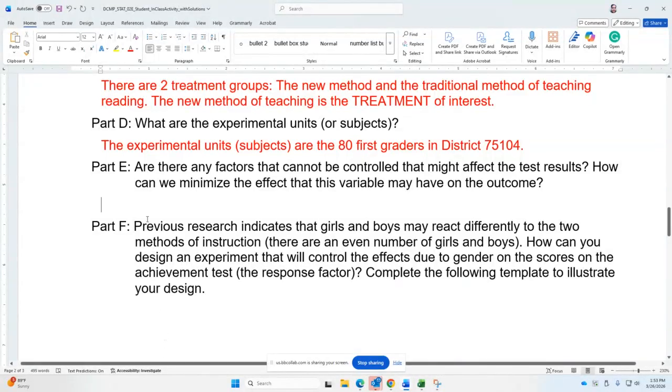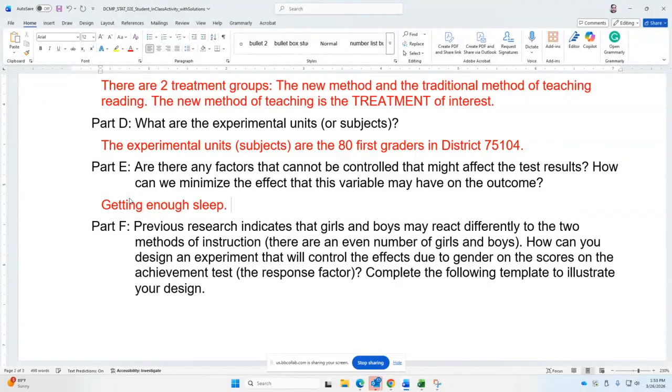Okay, so very good. So getting enough sleep. How can we minimize the effect of this variable? You can only recommend, but I can't force everyone to sleep at night at school or something, but maybe recommend everyone get a good night's sleep the night before the test.